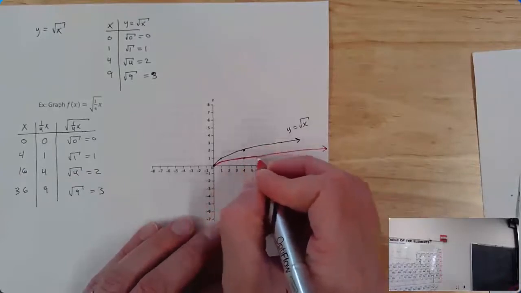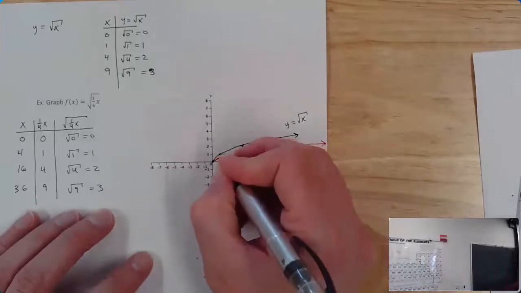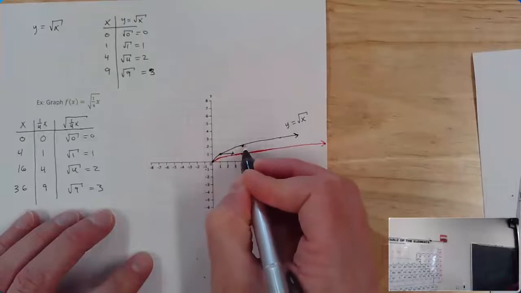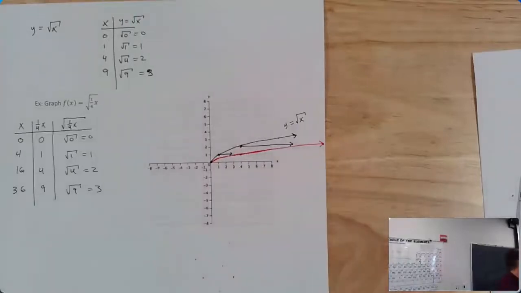I've almost drawn it too straight looking, right? It should still be curving up and up and up. But I want to point out what we've really done is stretch this horizontally. We've taken all these points on the parent graph and stretched them by a factor of 4, or multiplied them by a factor of four.